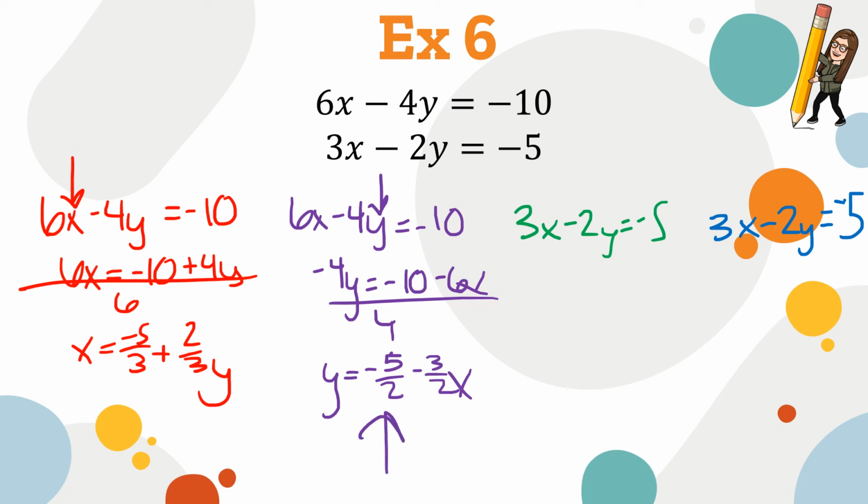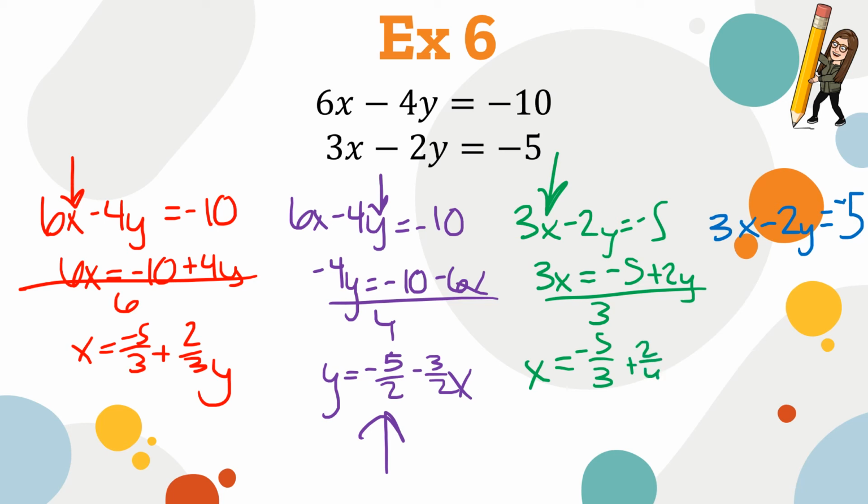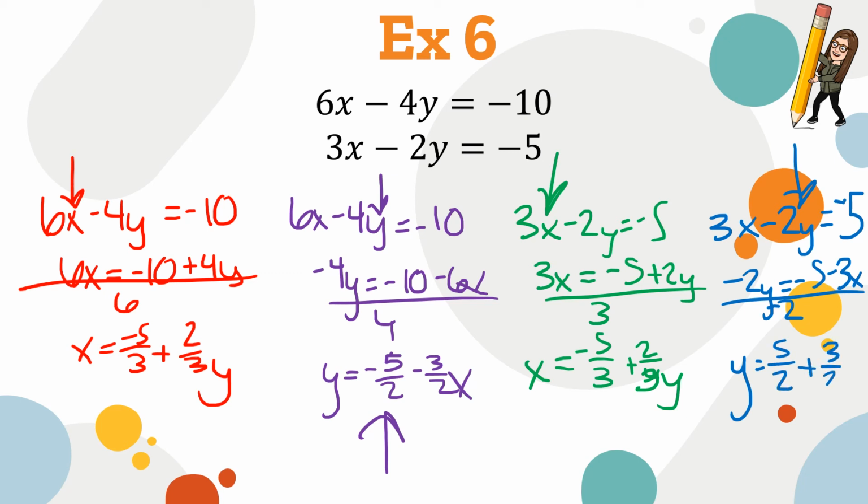Let's look at the second equation. Let's say I'm going to solve for this x. That would mean I'd add 2y over, divide everything by 3, negative 5/3 plus 2/3. So that one's kind of just as messy, right? Let's try solving for y on the second equation. So I would minus 3x over. I'd divide everything by -2. I'd get 5/2 plus 3/2, which is kind of similar to the purple one, right? Halves are better than thirds.